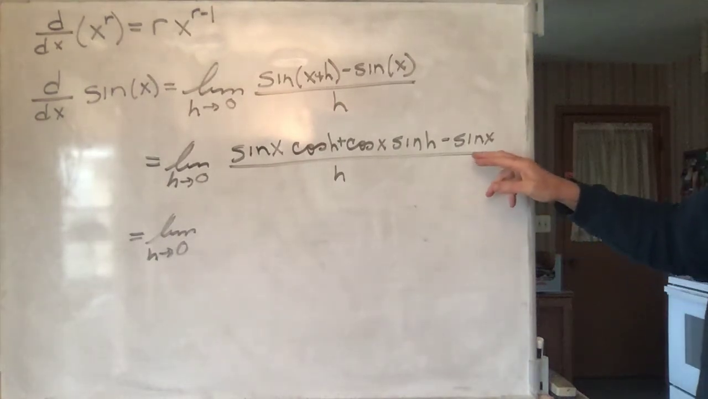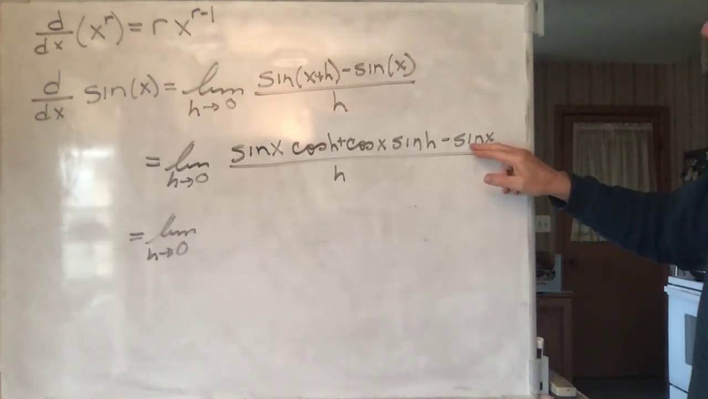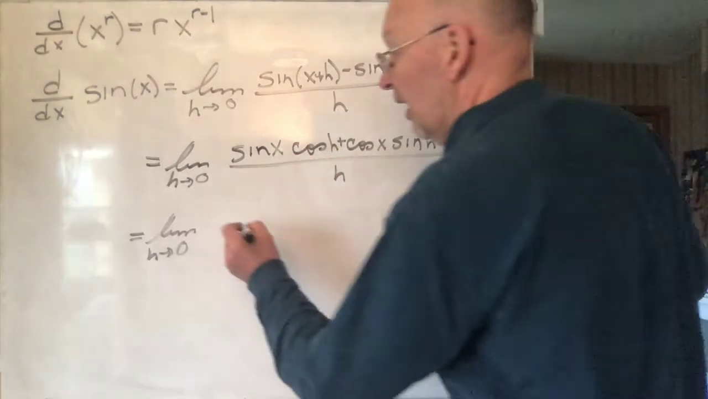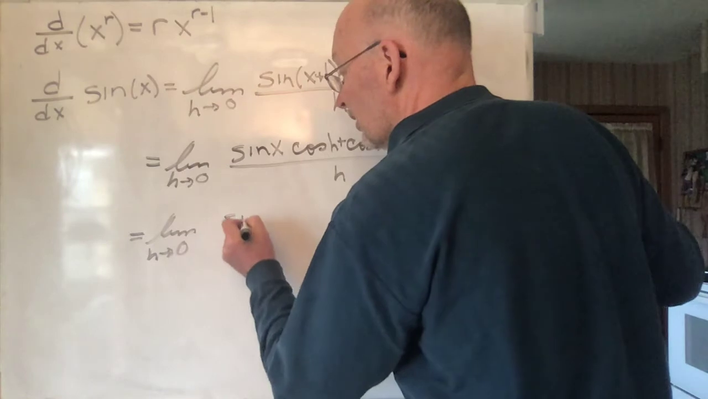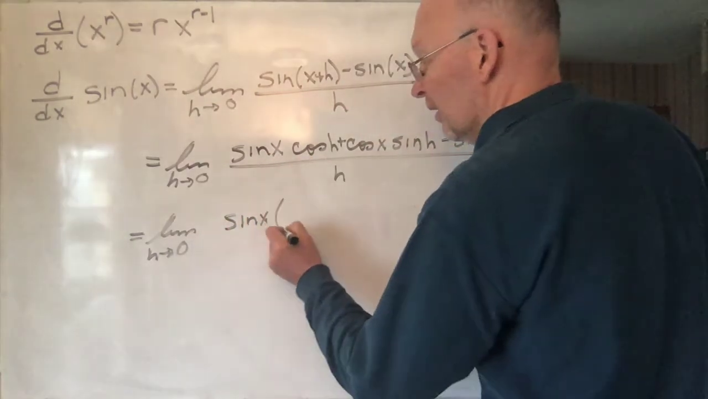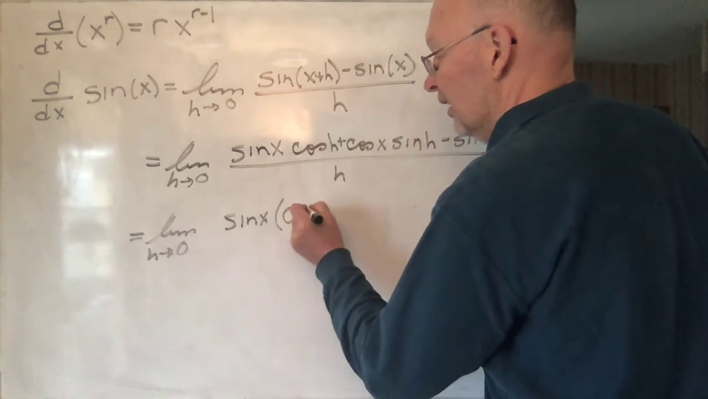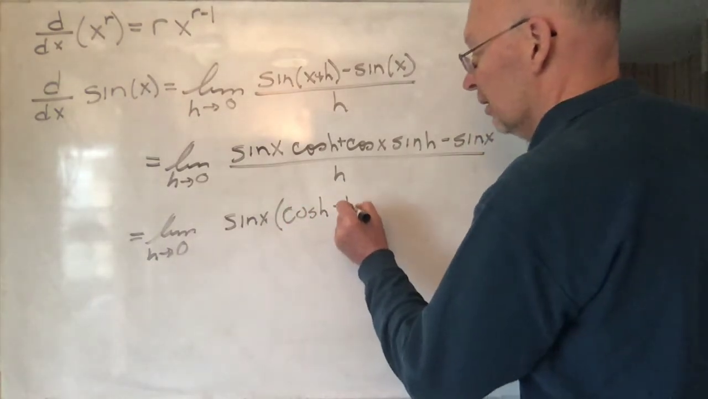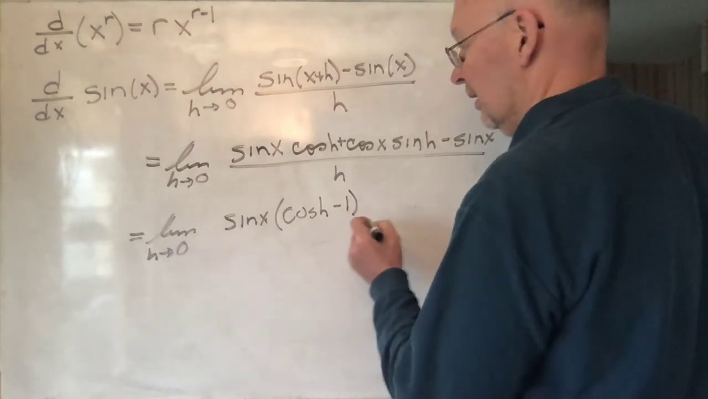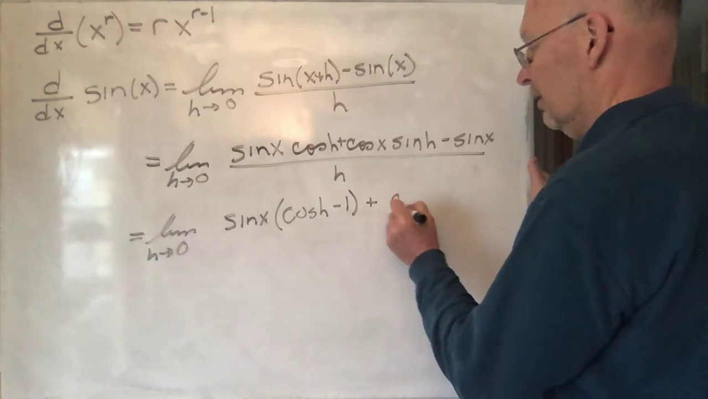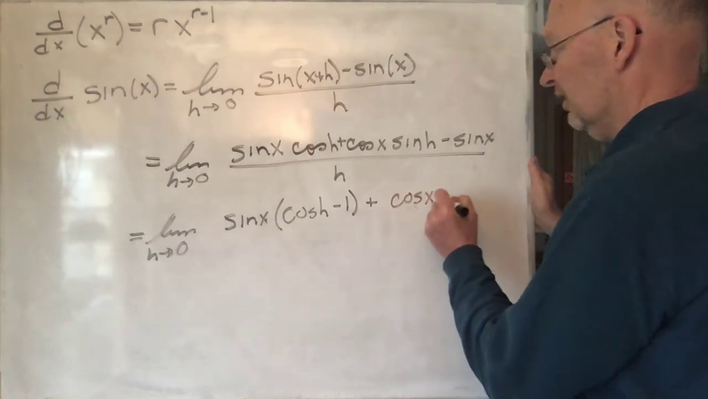Well, let's see what we can do with that. The sine of x and the sine of x, let's bring both of those together and factor a sine of x out of both this one and this one, and we're going to be left with cosine of h minus 1. Okay, I'll finish this and then we'll look at it together.